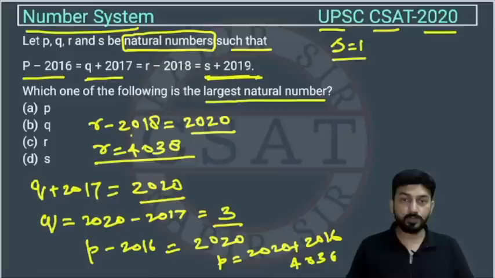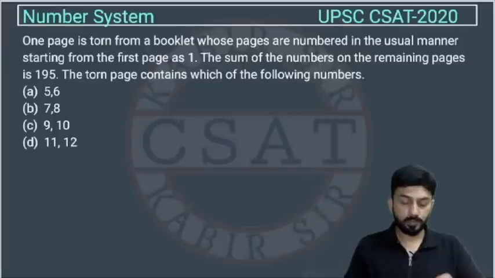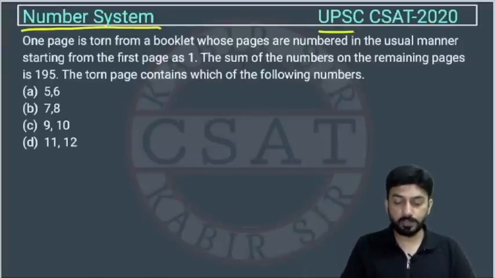4038. Okay, so which has the highest value? The highest value is of R. So the answer of this question will be option C. So C is the correct answer choice, right? So this is a question taken from the chapter number system asked by UPSC in the CSAT paper of 2020.